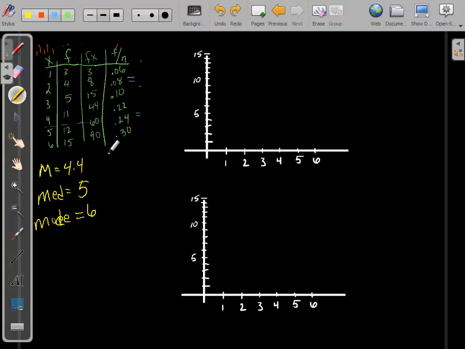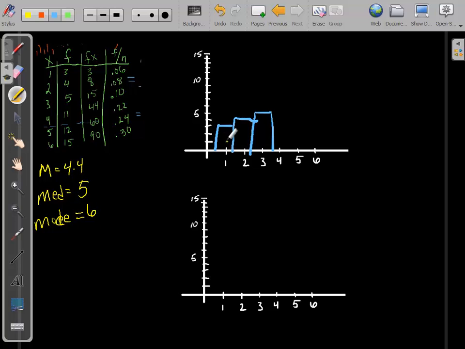All right, so I have two clean sets of axes here, and I want to graph a frequency distribution. So I want to graph a histogram based on the frequency here. So we saw the value 1 3 times. We saw the value 2 4 times. We saw the value 3 5 times.